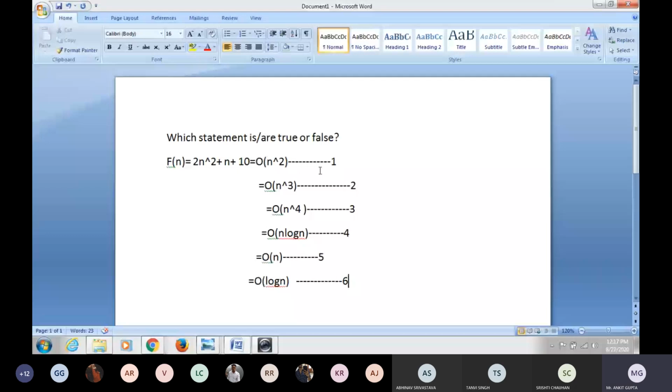So f(n) is 2n square plus n plus 10, is it equal to order of n square? First of all, you have to remember one point: if f(n) is order of g(n), then if and only if f(n) is less than or equal to C into g(n). Tell me now. Can anyone say that?